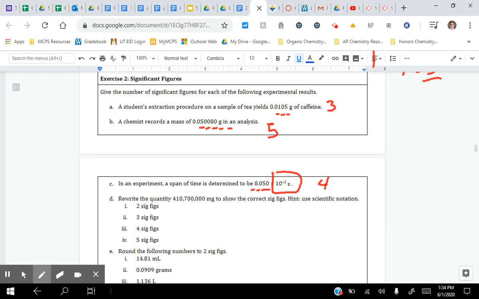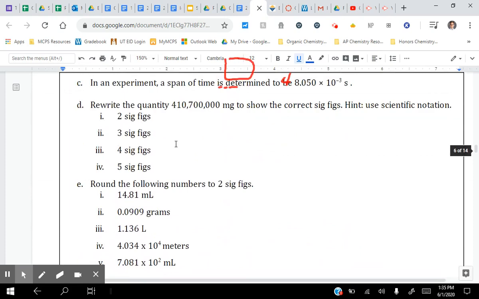This next question asks us to rewrite 410,700,000 milligrams to show the correct sig figs. And you can use scientific notation. So for scientific notation, I've got, actually let me zoom in here because I think that will help us a little bit. All right, that's better, more space.